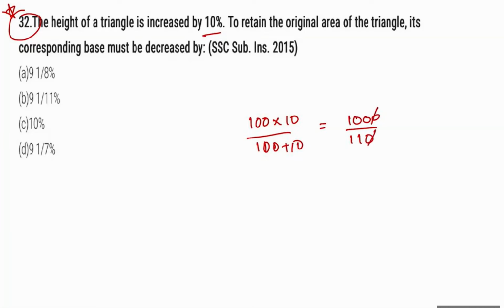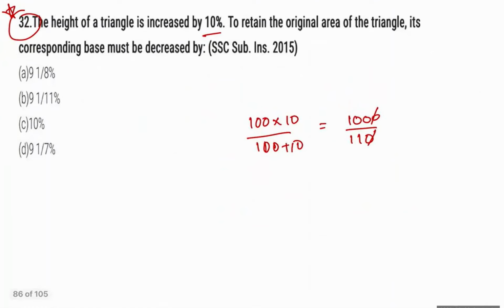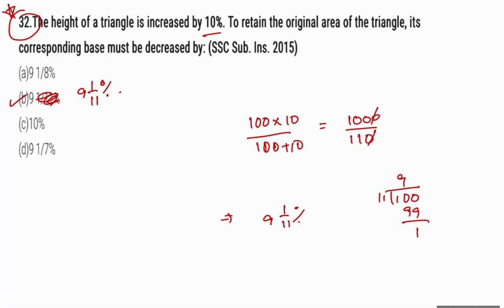Cancel, 1,010. 11 by 100 to 11, 10, so 11 nines are 99, 1 remaining. So the answer is 9 1 by 11 percentage.